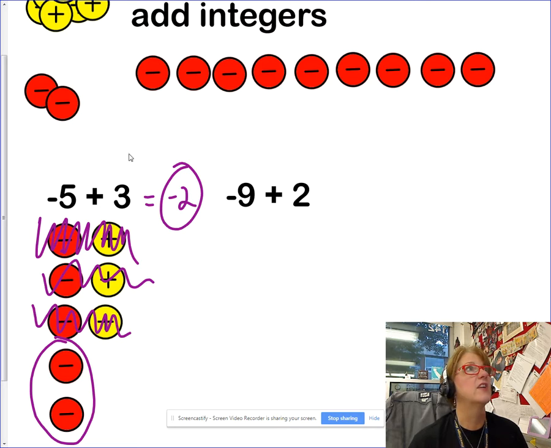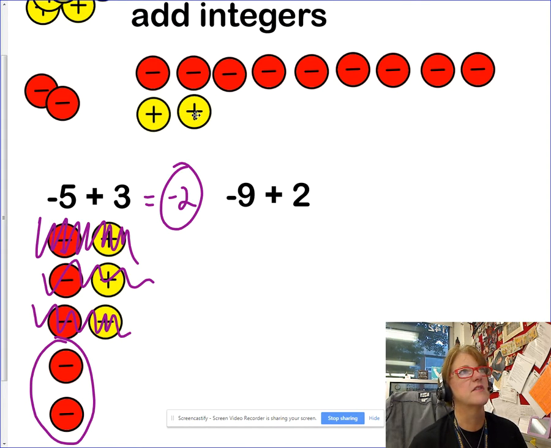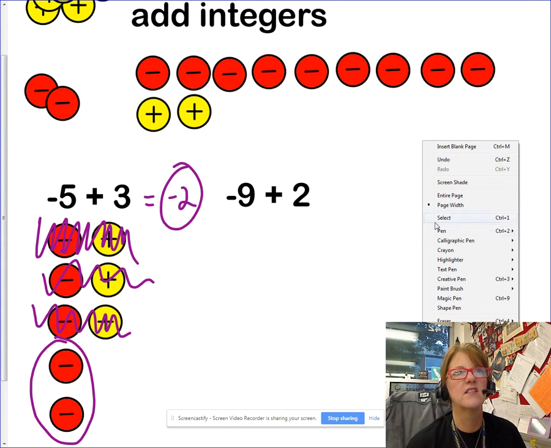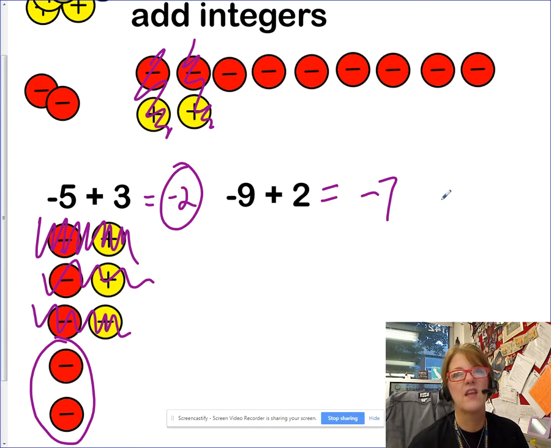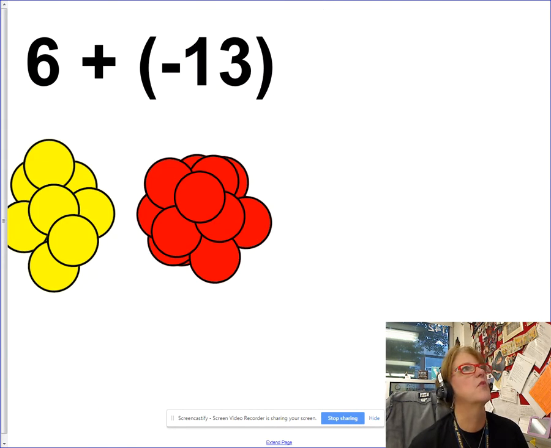All right, we're adding 2. So I'm going to pair up 2 positives against 2 of those negatives. Neutralization, annihilation, however you want to think of this, that makes sense to you. But these wipe out and make a zero pair. And you look and see what's left standing, and what's left standing are 7 negatives. There's your answer. Let's look at some more.